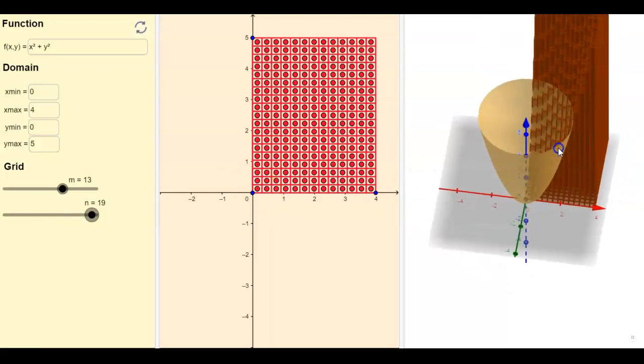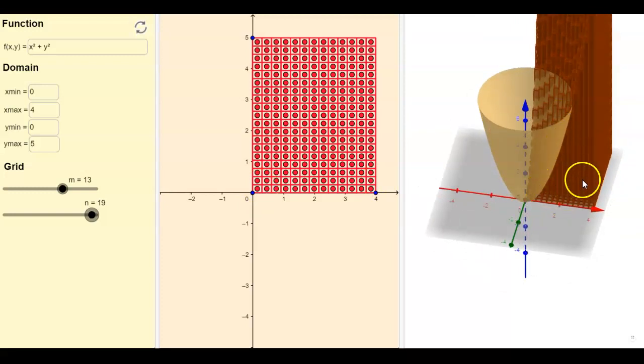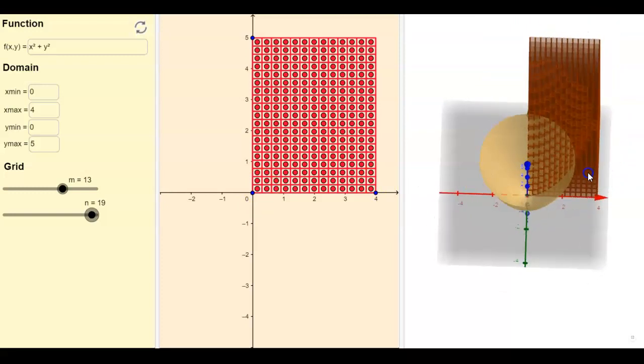So you can see that the volume, or if we added up just the volume of every one of these French fries, however many of them there are, well, 19 times 13, that's how many rectangles we have in there, and we computed the volume of each of those little rectangles and added them all together, we would get an approximation for the volume under that paraboloid.